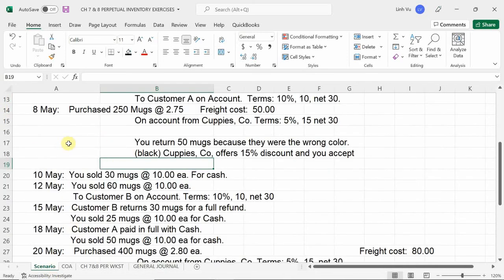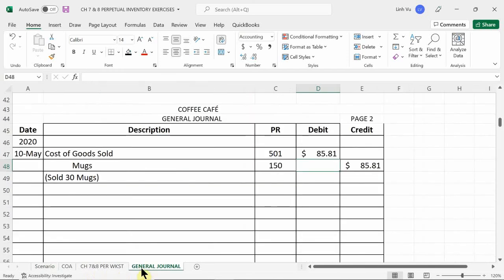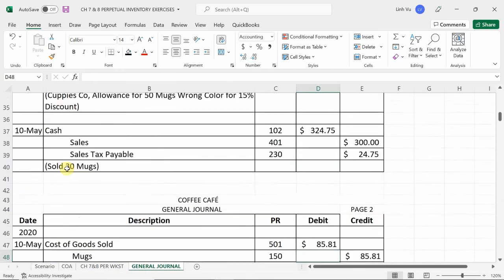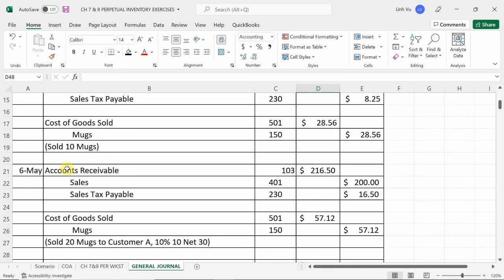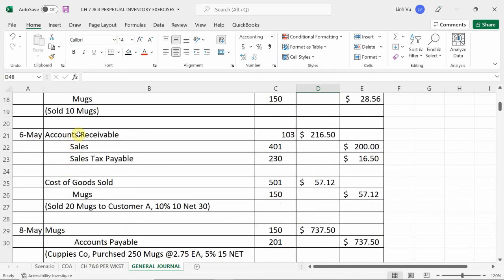Then May 12th rolls around, and you end up selling 60 mugs at $10 each to customer B on an account. Terms were 10, 10 net 30. I sold 60 mugs to customer B on an account. Yes, we've seen this transaction before. We're going to be dealing with an accounts receivable.